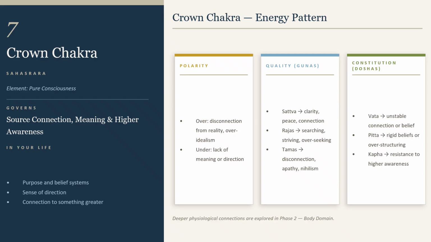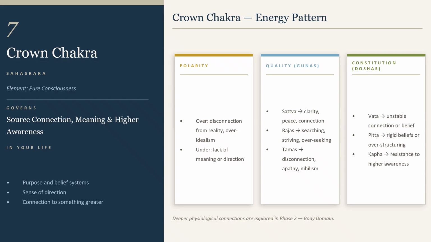Tamas shows up as disconnection, apathy, or nihilism. For constitution, Vata imbalance creates unstable connection or belief. Pitta imbalance creates rigid beliefs or overstructuring. Kapha imbalance creates resistance to higher awareness. In life, this shows up in purpose, belief systems, sense of direction, and connection to something greater.